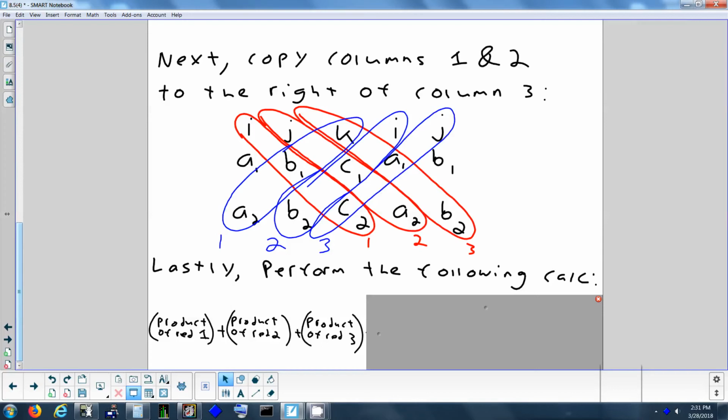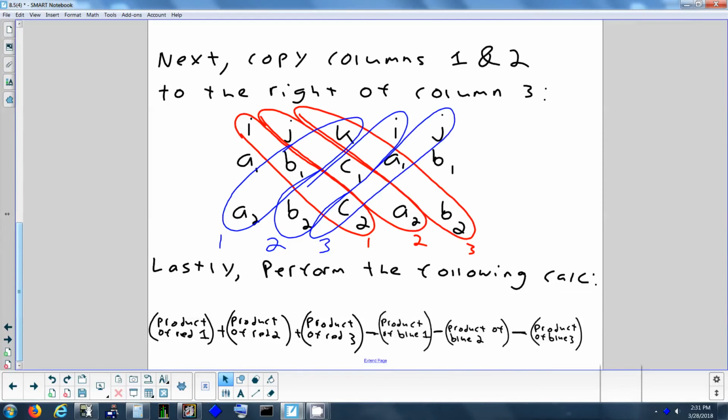Now, the blue diagonals. We're going to multiply together everything that's on blue 1, but we're going to subtract it. We're going to multiply blue 2, and subtract it, and then we're going to multiply blue 3 and subtract it.